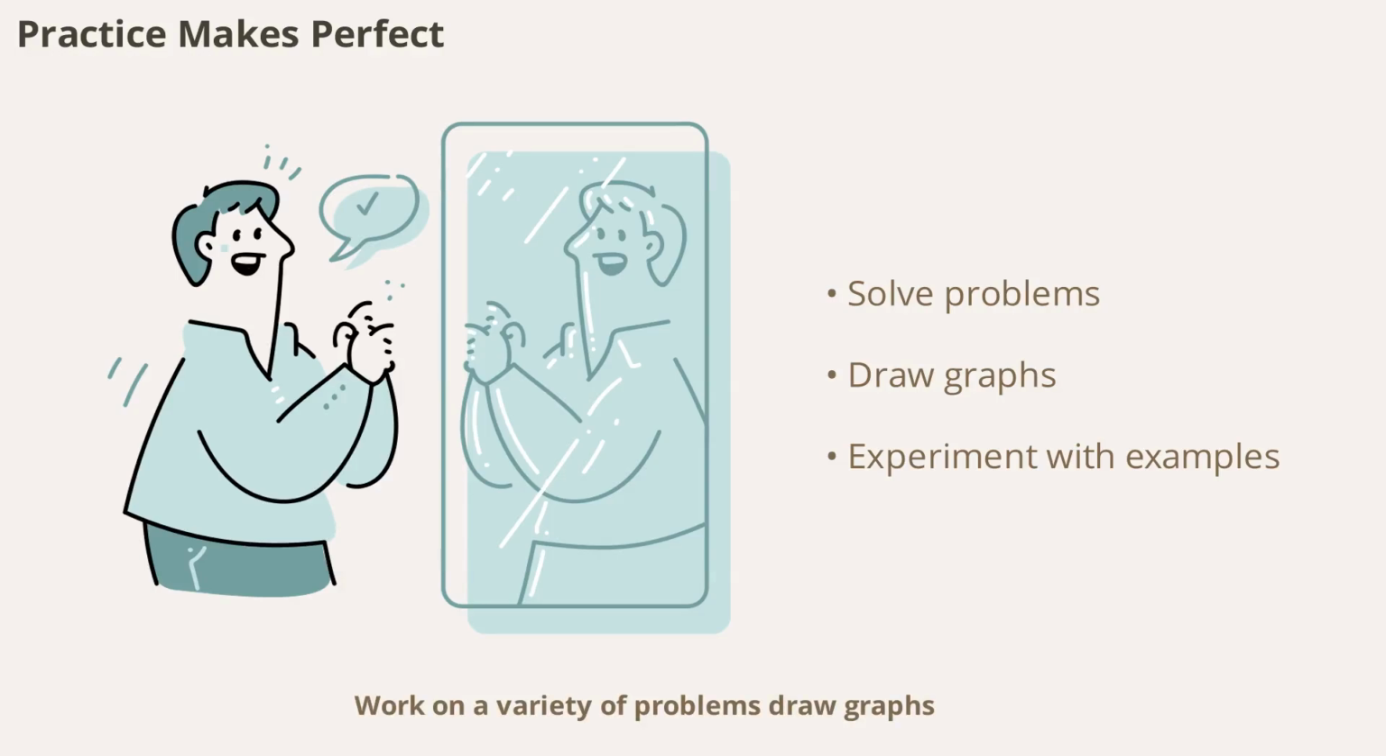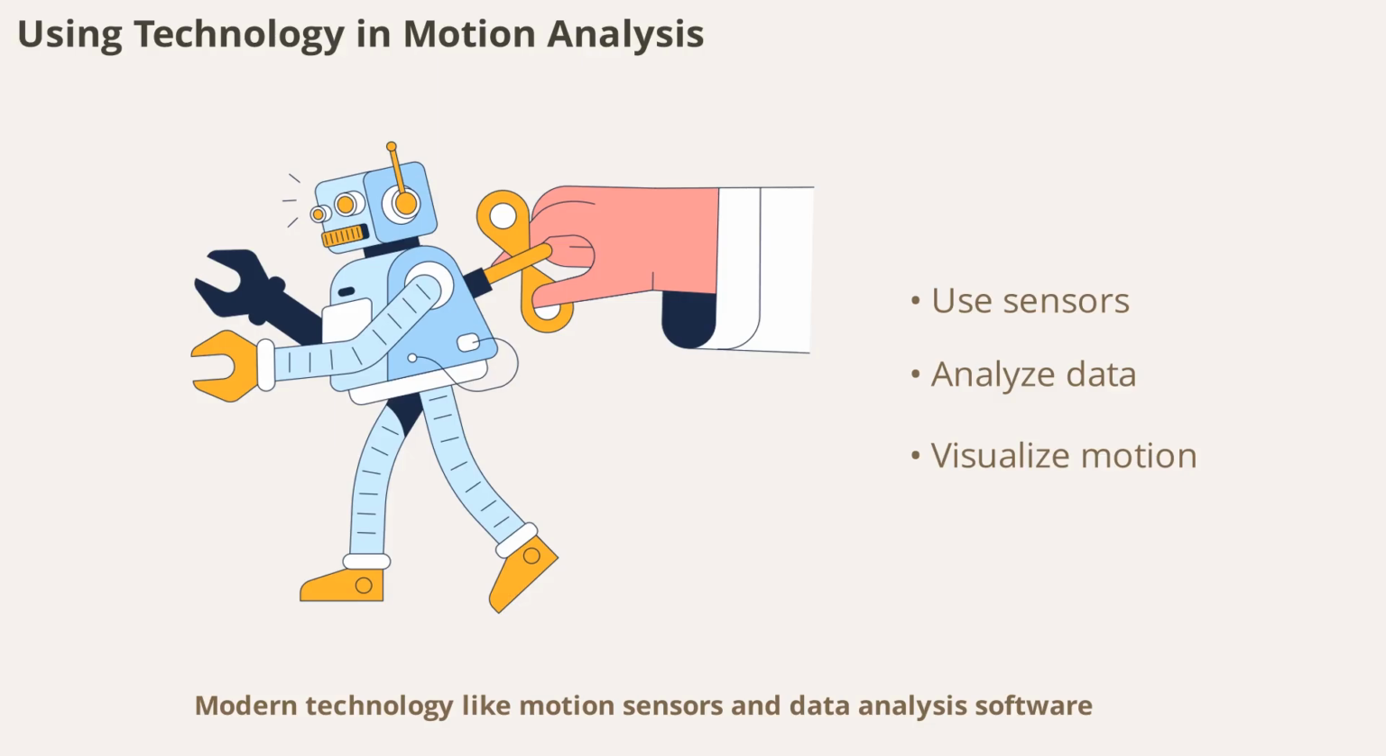Work on a variety of problems, draw graphs, and experiment with real-life examples. Each problem you solve strengthens your understanding and prepares you for more complex challenges in physics. Modern technology like motion sensors and data analysis software makes it easier to study and visualize motion. These tools allow for precise measurements and instant graphing, helping you see the principles of motion in action. Embracing technology enhances your learning experience.